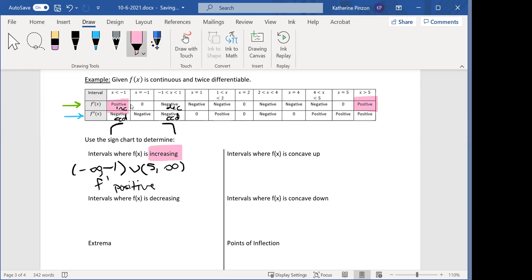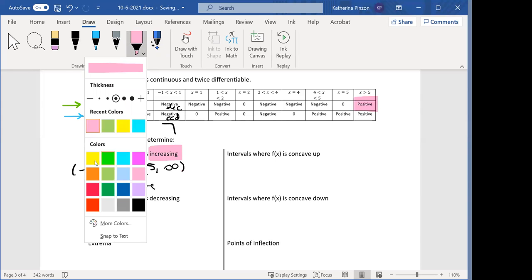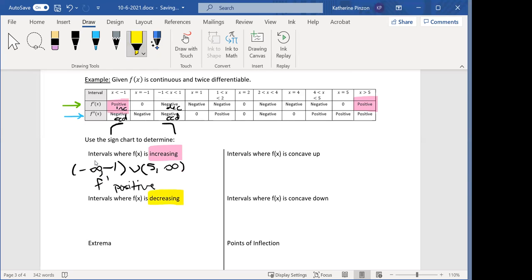Okay, the next part says, where is the function decreasing? You look for where the derivative is negative. So here, here, here, here, here, here. So f prime negative. I can squish these together, right? So from -1 until 2, and from 2 all the way until 5.